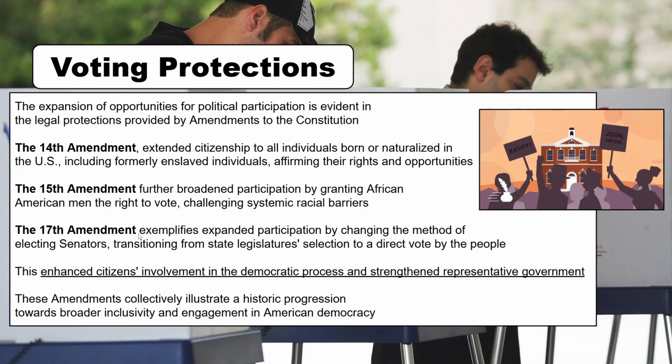And then we get the 17th Amendment right here. This came about around 1913 and 1914. It's very different in character from the 14th and 15th Amendments because it doesn't expand who can vote. It changes how we vote for U.S. senators. Before 1913, state legislatures chose senators. The 17th Amendment shifts that to a direct popular vote by the people.